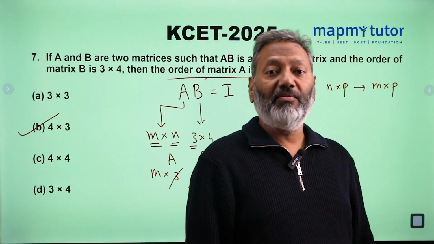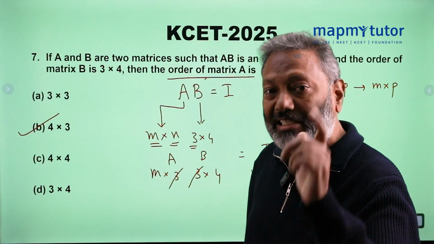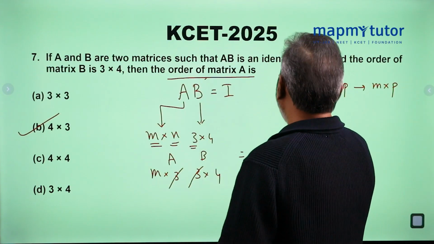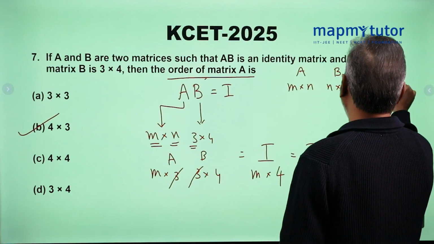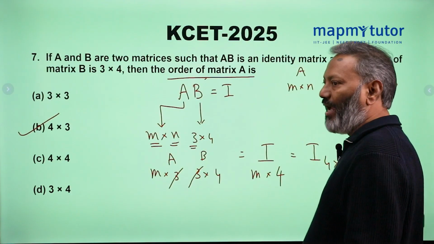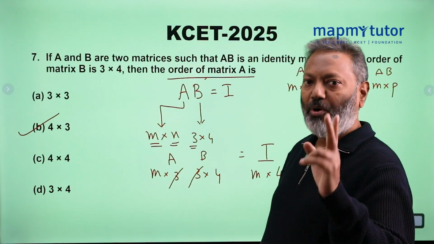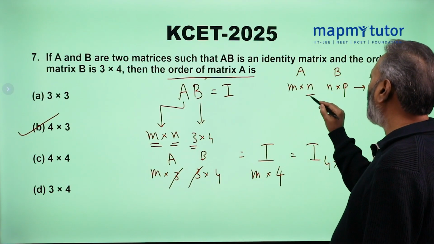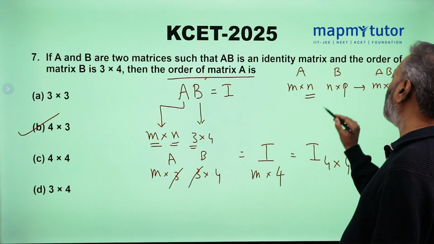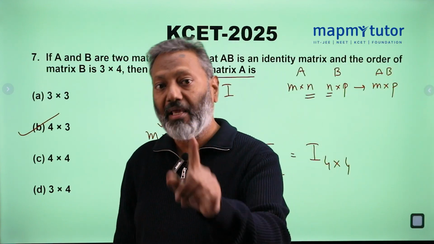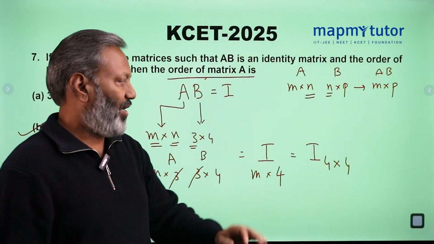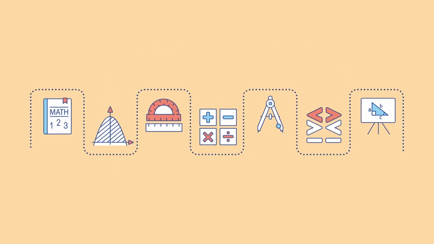What do you understand here? What is the simple principle involved here? If A is M cross N, B is N cross P, AB must be M cross P. And the product of two matrices is possible only when number of columns in first and number of rows in the second must be equal. Okay? Just a fundamental concept. Got it?